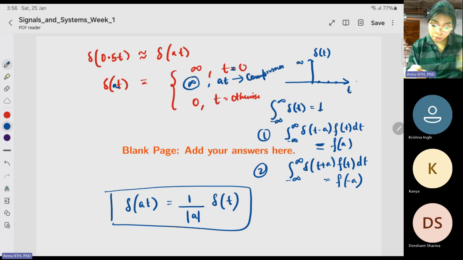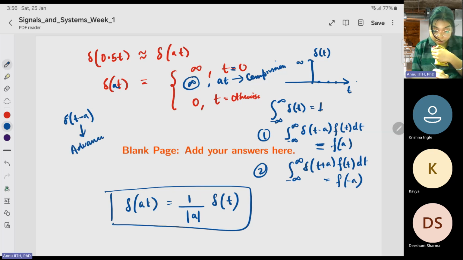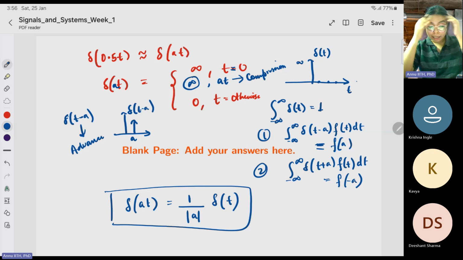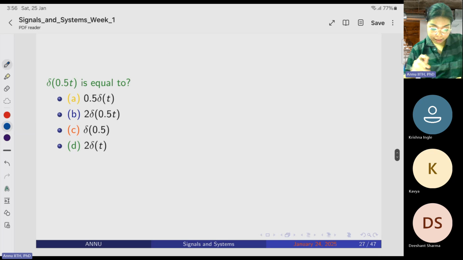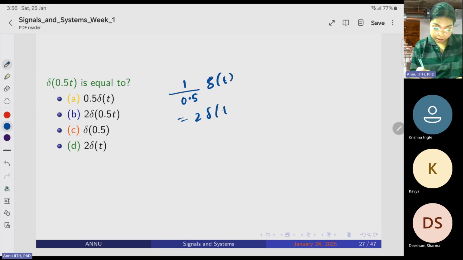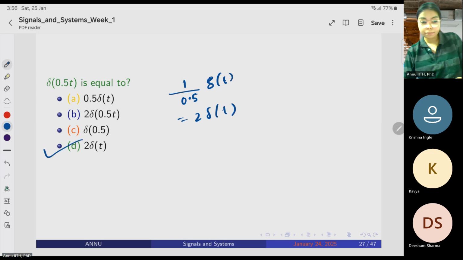In fact, as I told you, delta t minus a was doing advance or delay. This is doing advance, because here time is subtracted by a. Similarly, it is doing expansion, and the way we represent it is 1 upon mod of a, delta t. This is the property. So accordingly, what will be the answer? 1 upon mod a is 1 upon 0.5, delta t. This is 2 delta t. Answer is 4. So if this type of problem comes, I think you can solve.